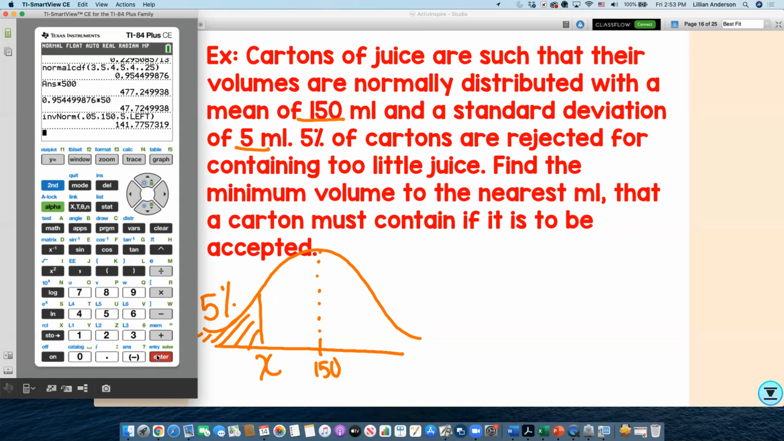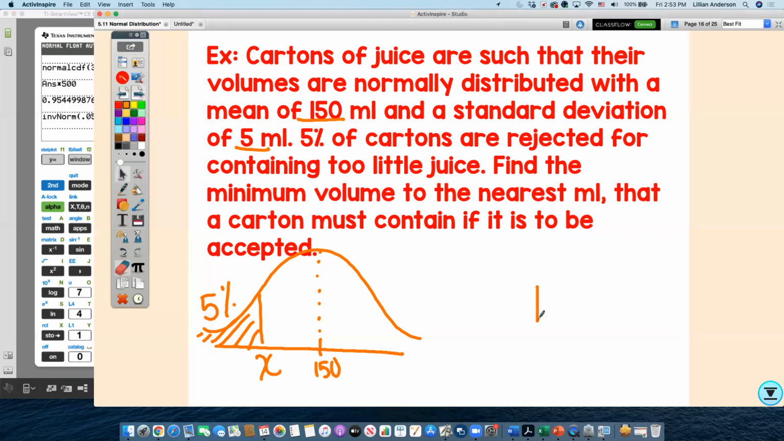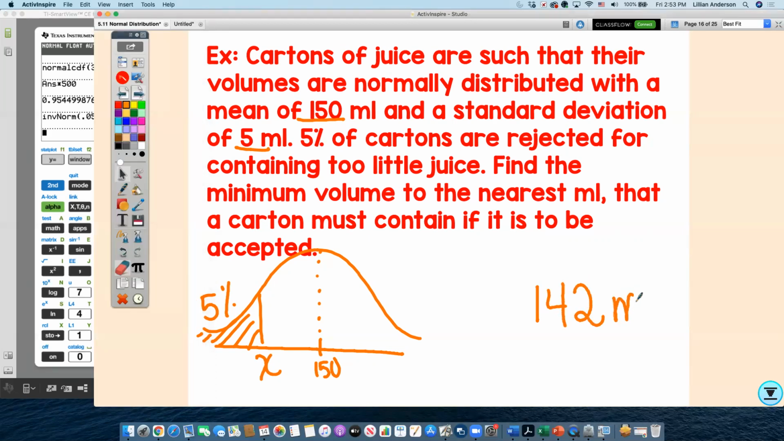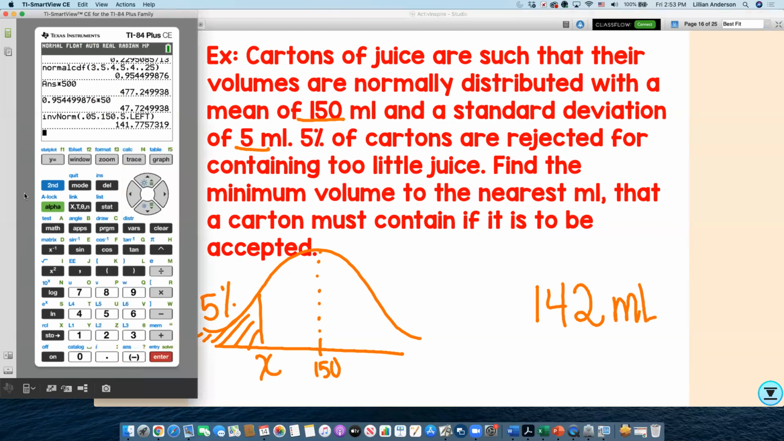How many milliliters is that? 141. 3 significant figures. 142. So we can round it. Well, we want to do 3 significant figures regardless. So that second one, that 7 causes us to round that 1 up. So at 142 milliliters, anything less than that, they have to reject because that's too little bit of juice. And we find that value by doing inverse norm.